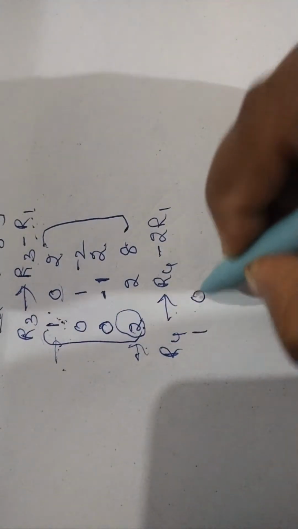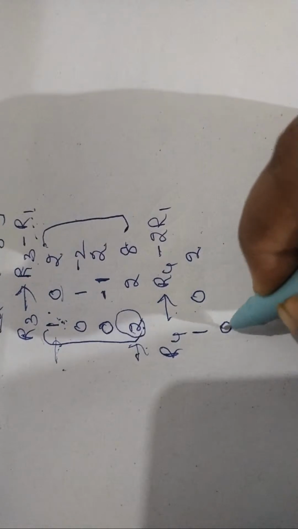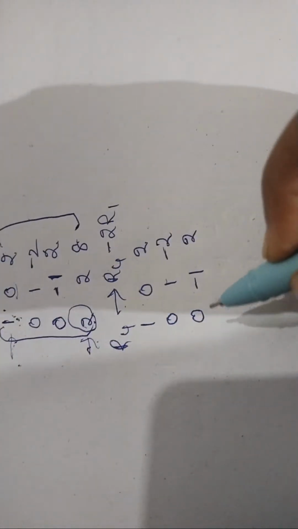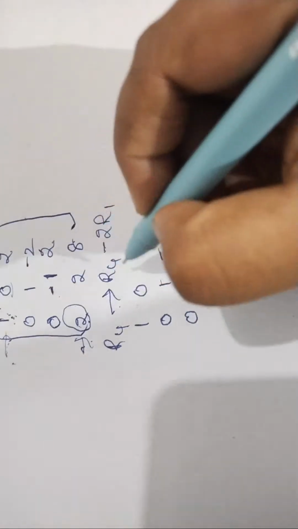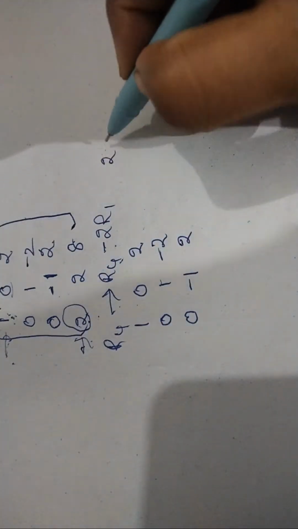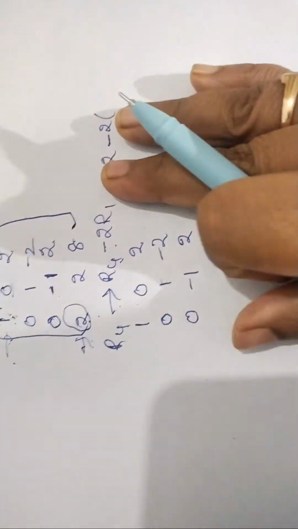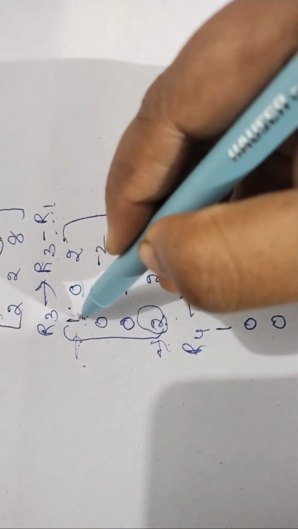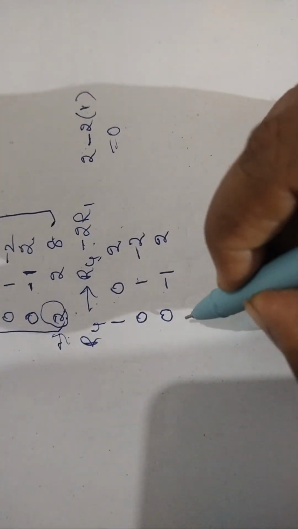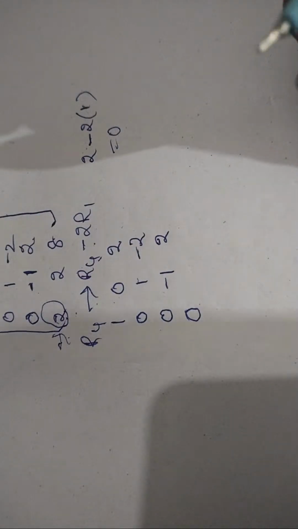So, now the first row 1 is same. 1, 0, 2. R2, 0, 1, minus 2. Next, R3, 0, minus 1, 2. Now, the operation is R4 only. What is R4? R4 minus 2R1. R4 is how much? 2 minus 2 into R1. What is the R1 here? Above this, R1 is 1. So, 2 minus 2, 0. So, this is fourth row, first element will become 0.